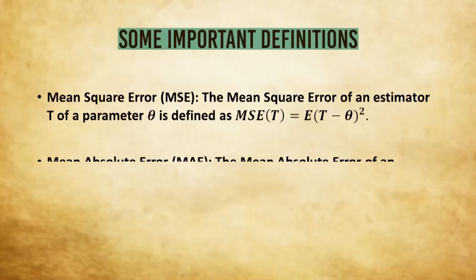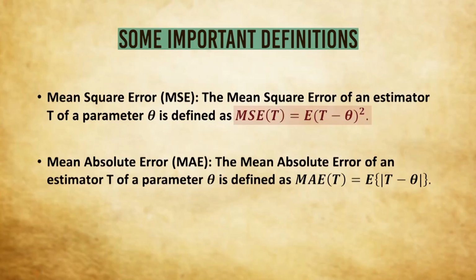Mean square error is another measure of error, that is expectation of T minus theta whole square. And mean absolute error, another definition which we seldom use, is expectation of the absolute value of T minus theta. These are all measures of errors that we may commit in estimation.